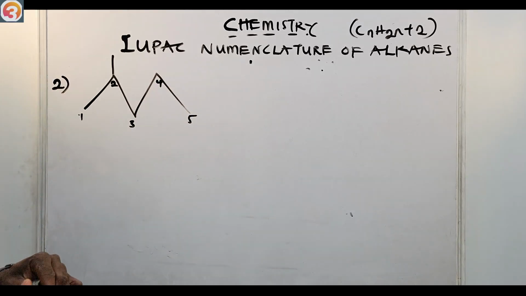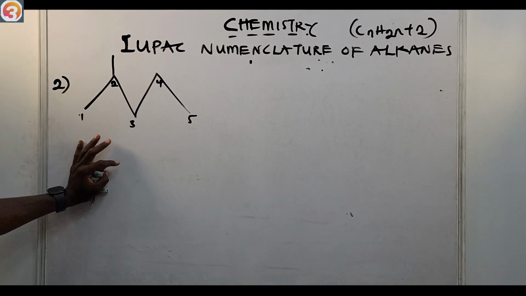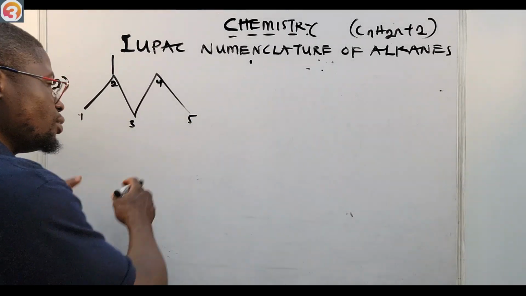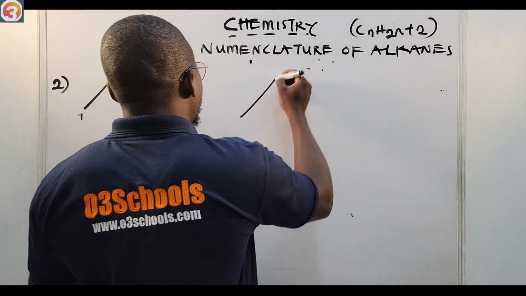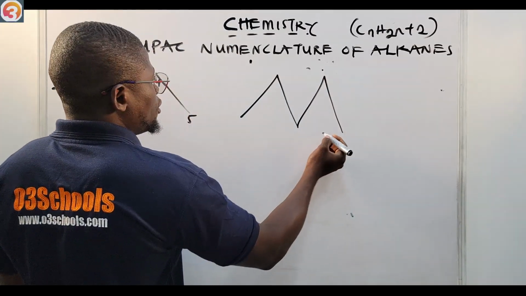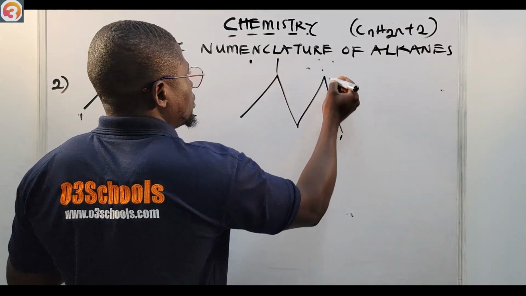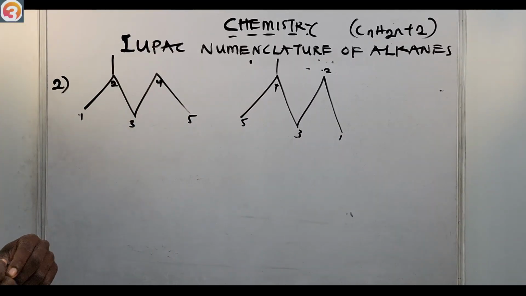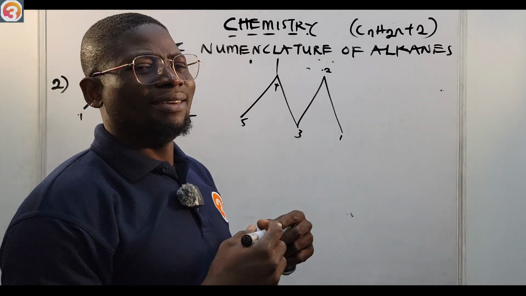Now remember that when you are numbering, you can start numbering from left to right, or from right to left. So that means you could also do it like this: 1, 2, 3, 4, 5. They will not kill you for doing it, but which one will be the right one?